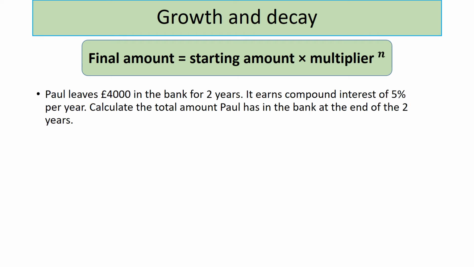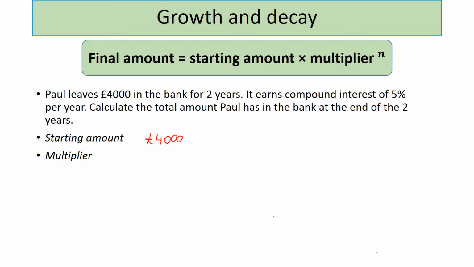Paul leaves £4,000 in the bank for 2 years. It earns compound interest of 5% per year. Calculate the total amount Paul has in the bank at the end of the 2 years. So first I would like us to work out the starting amount. The starting amount is £4,000. Then we need the multiplier.